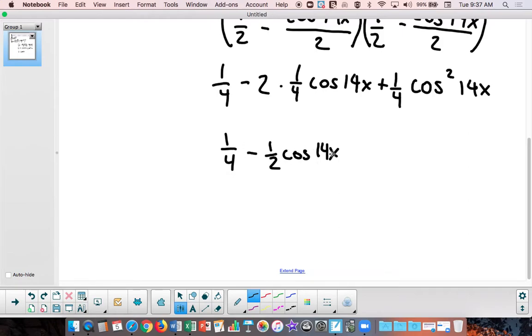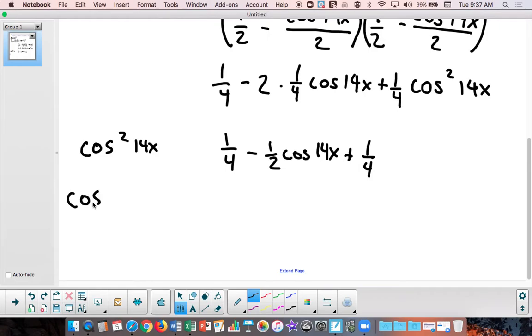That 1/4 is going to be messed with a little bit, but we'll get to that in a second. So I'm going to do a little side work for this. That 1/4 shouldn't change at all. So that cosine squared of 14x, I'm just going to use the half angle formula again on this.